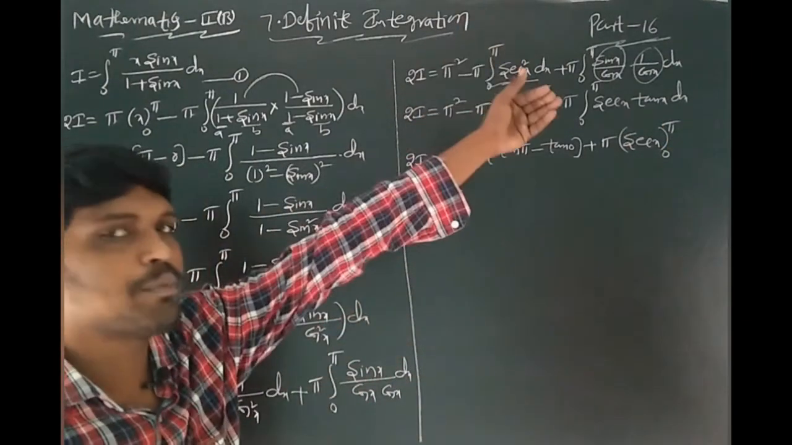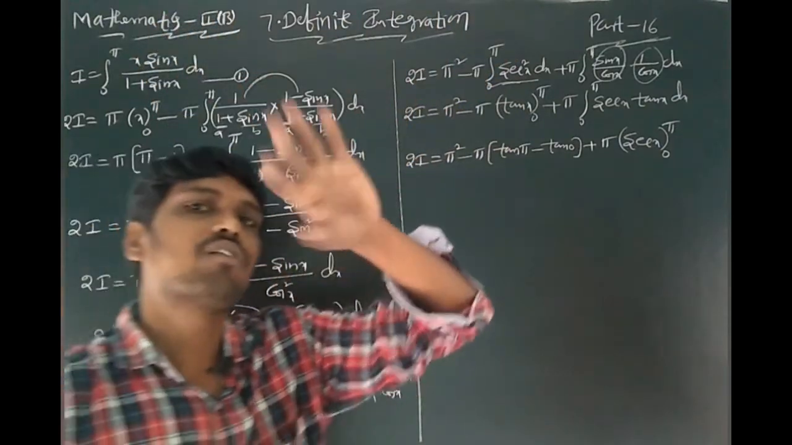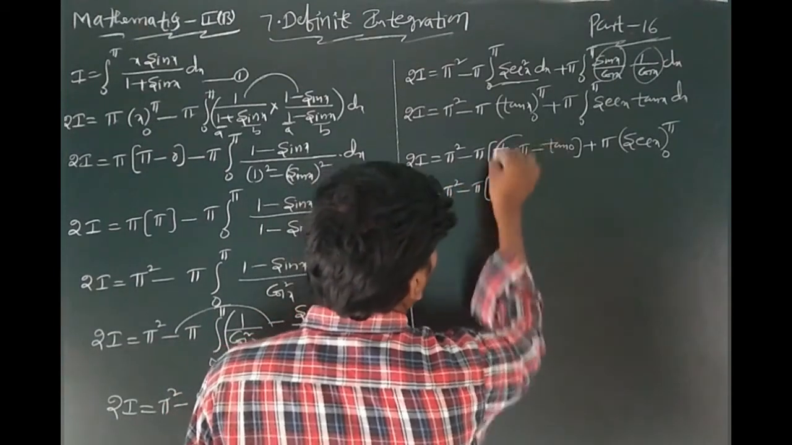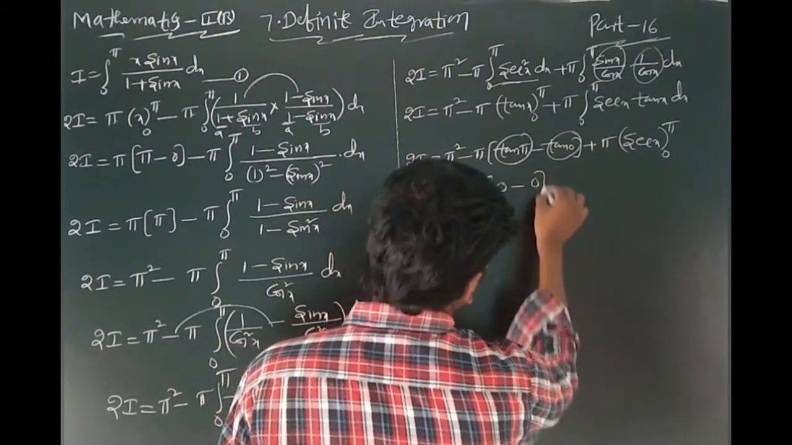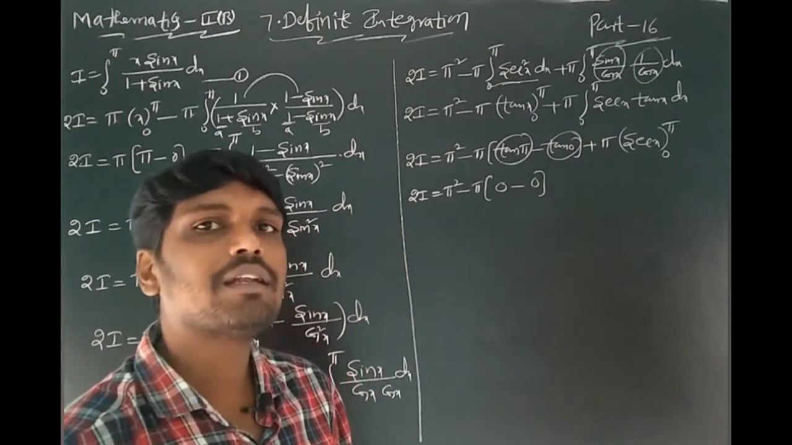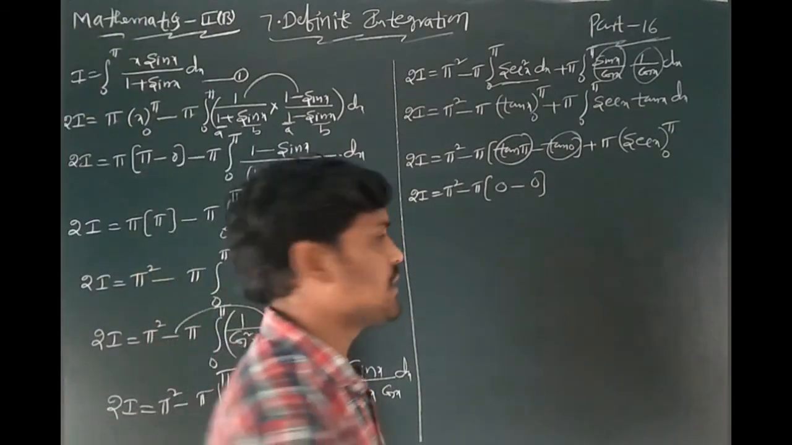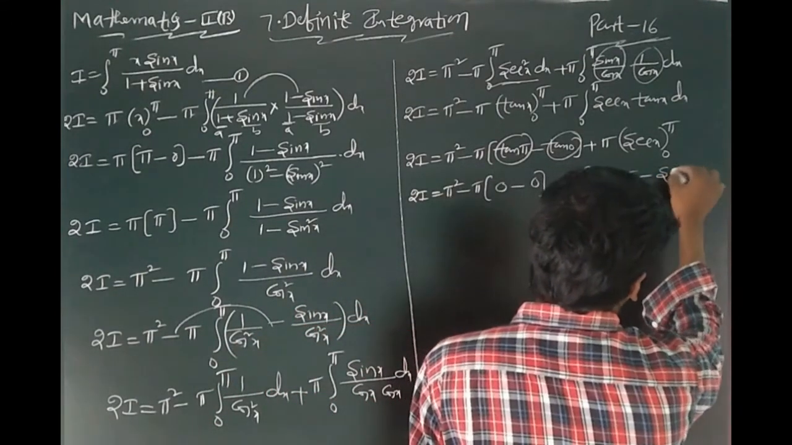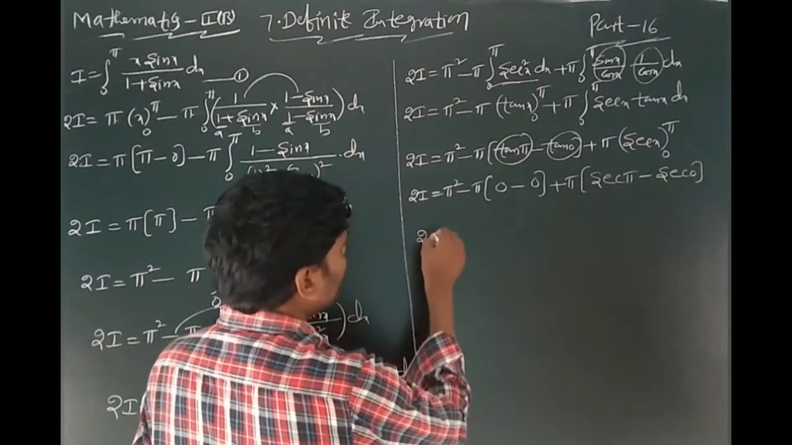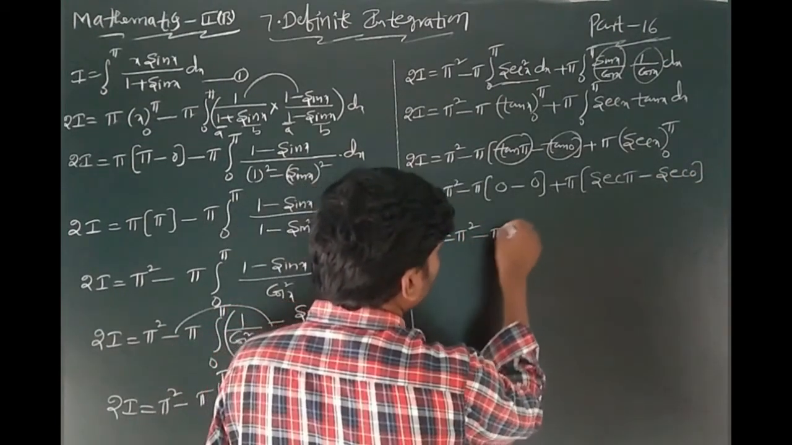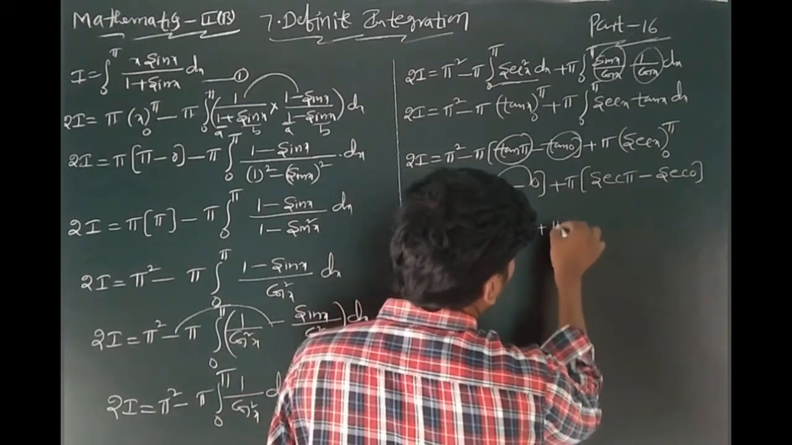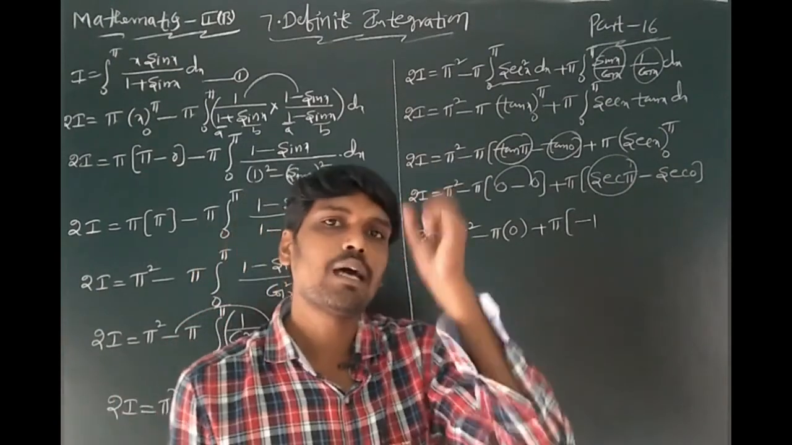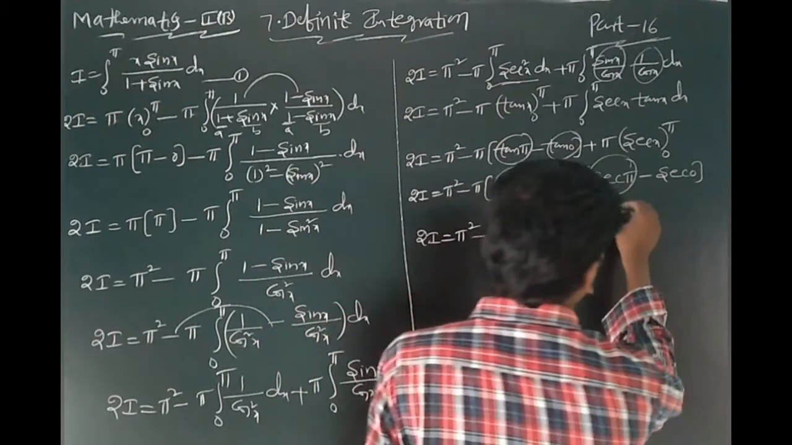You can apply the next step: secant x, first the upper limit, after that the lower limit. 2I is equal to pi square minus pi into tan pi value 0, tan 0 value 0. Tan pi, 180 degrees, is 90 plus 90 by using trigonometry. Plus pi into secant pi, this is the upper limit, minus secant 0, this is the lower limit. 2I is equal to pi square minus pi into (0 minus 0) which is 0, plus pi into secant pi, whose value is minus 1. Here also we can use trigonometry. Secant 0 value is 1.